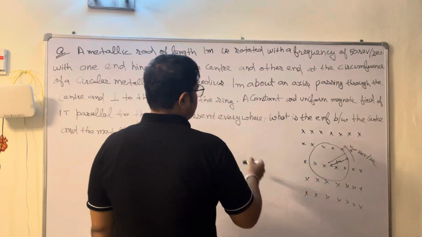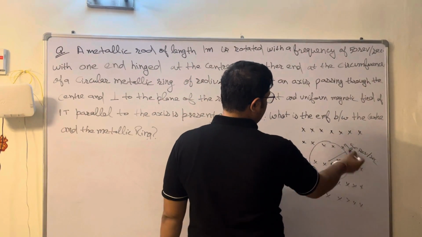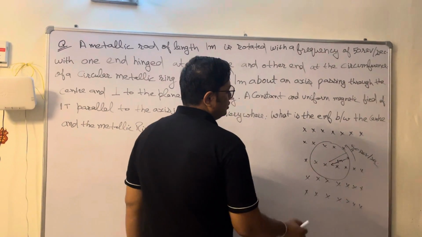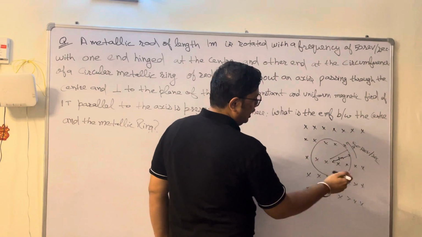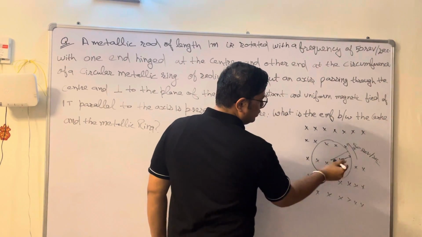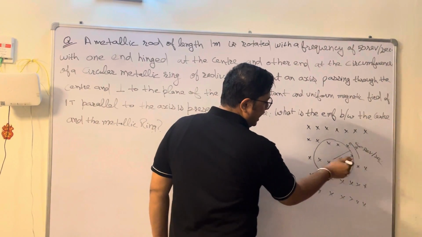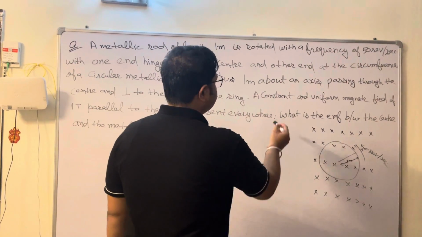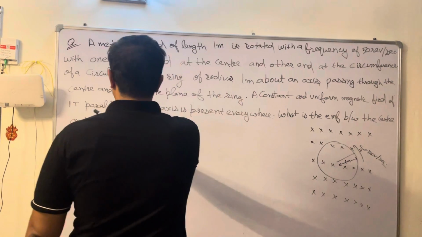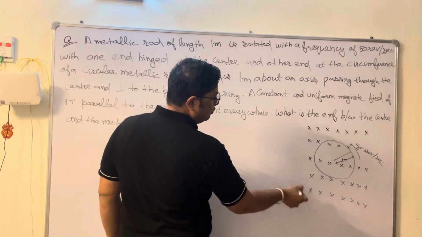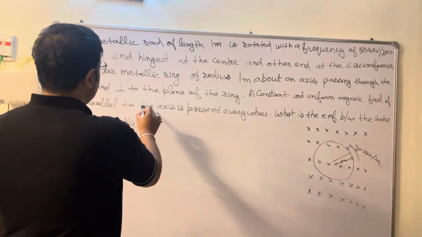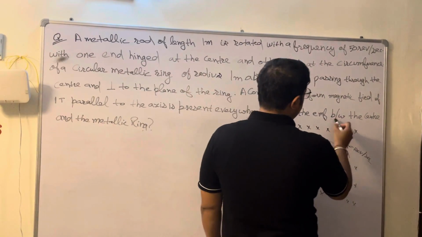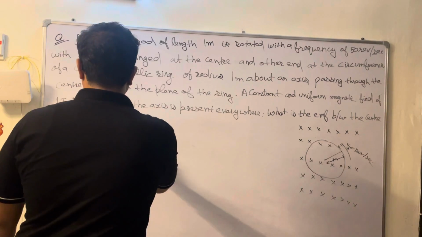So this rod is rotating about an axis which is perpendicular to the plane of the ring. This is the plane of the ring, and this rod is rotating like this. So this is the axis of the rod, and this axis is perpendicular to the plane of the ring. A constant and uniform magnetic field of 1 Tesla, parallel to the axis, is present everywhere. So what is the EMF between the center and the metallic ring?